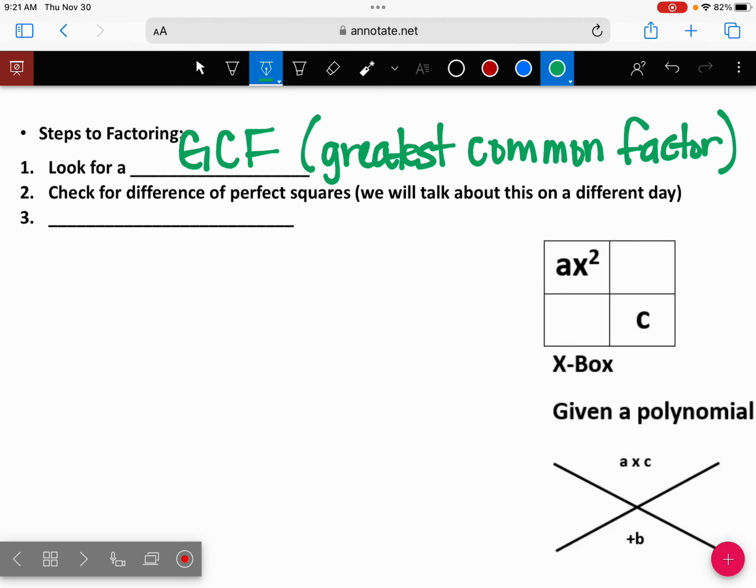And then you're going to check for the difference of perfect squares, which we'll talk about later. And then after you do that, you're going to do your product sum puzzle. Every time we factor, we have to do a product sum puzzle.